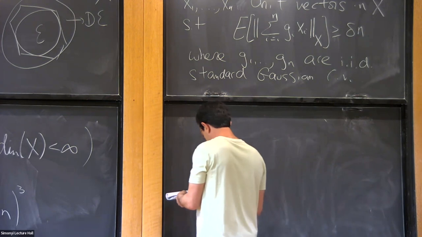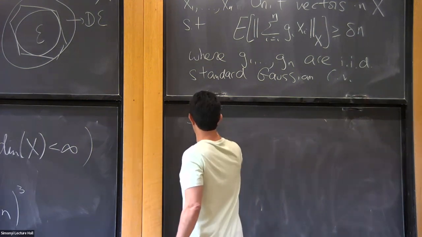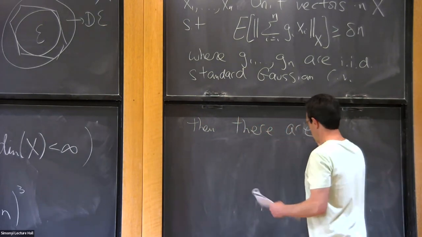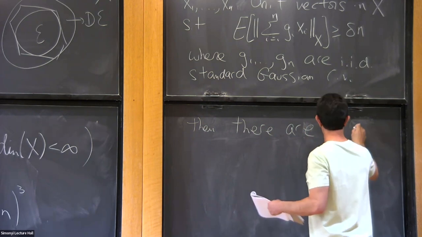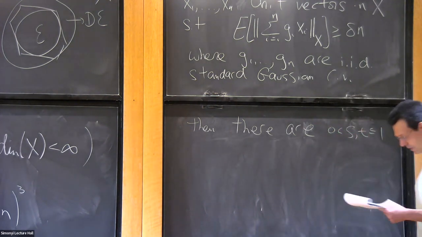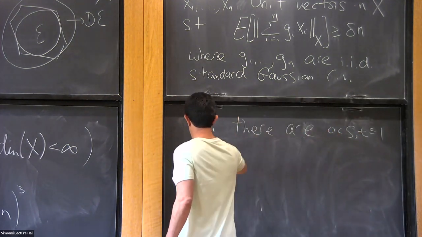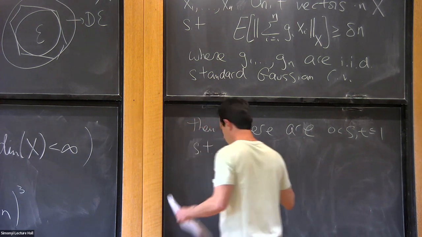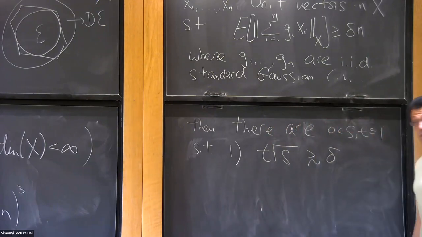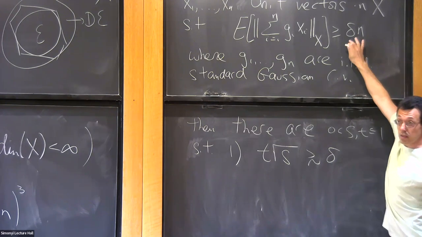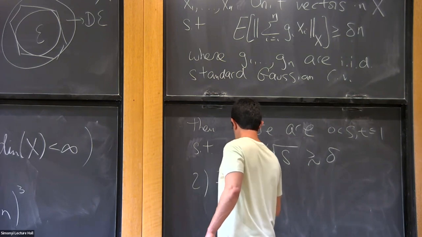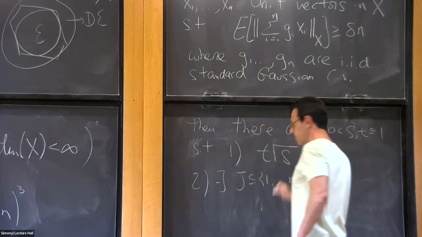The conjecture is: there are S and T, two numbers between 0 and 1, such that, first of all, they're related by T. There is a reason for this. So T times root S is at least delta, the delta here. And second, there is a subset in the indices 1 to n.